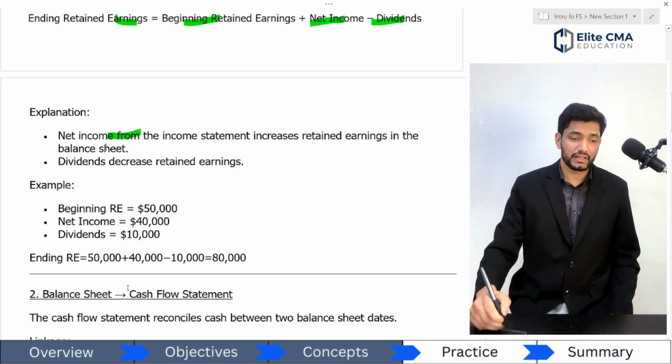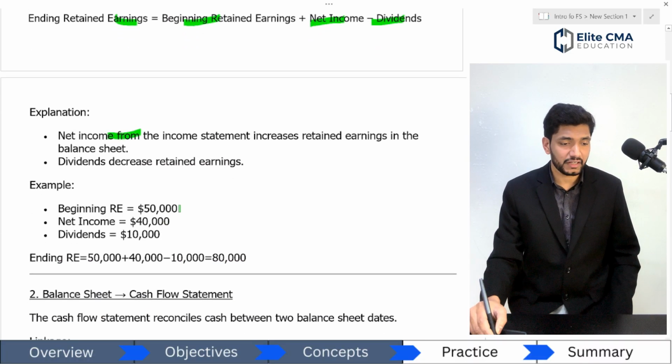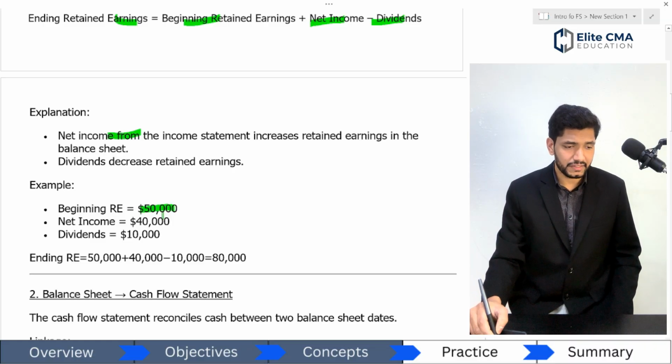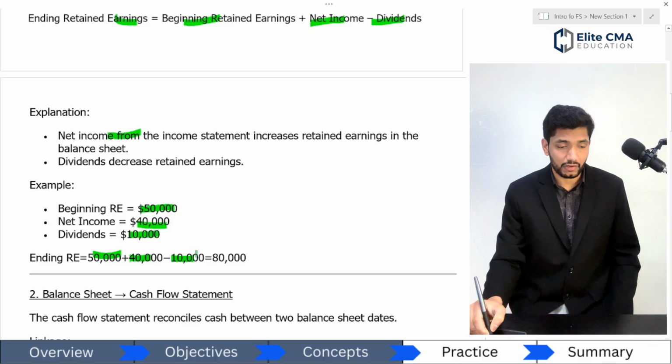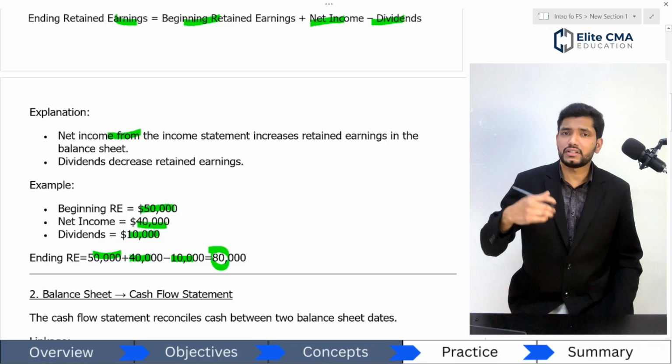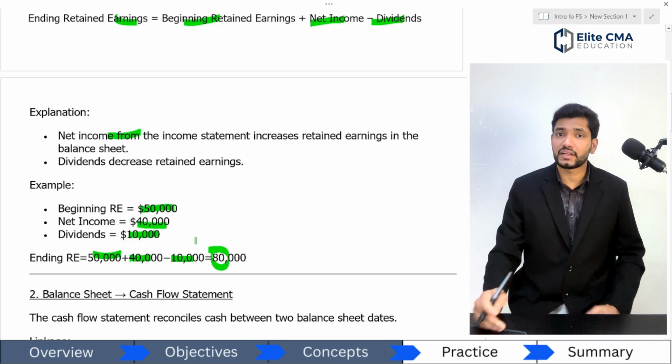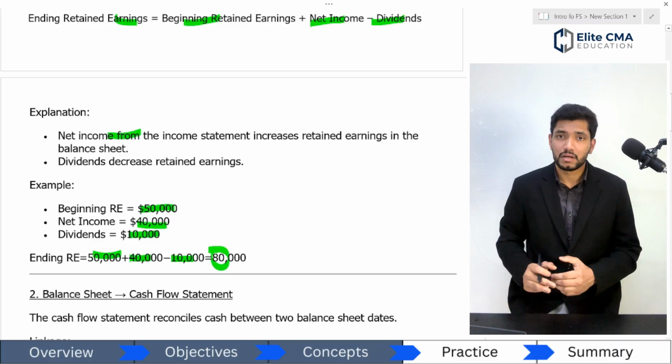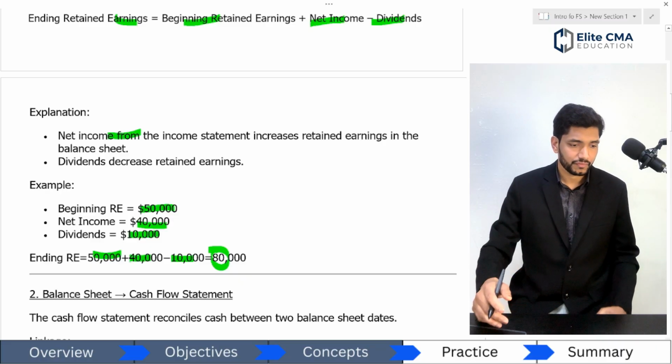You can see an example here. The beginning retained earnings is 50,000, net income is 40,000, and the dividend paid is 10,000. In this case, ending retained earnings is 50,000 plus 40,000 minus 10,000, which is equal to 80,000. So in this ending retained earnings, the net income and dividend are both adjusted against the beginning retained earnings.